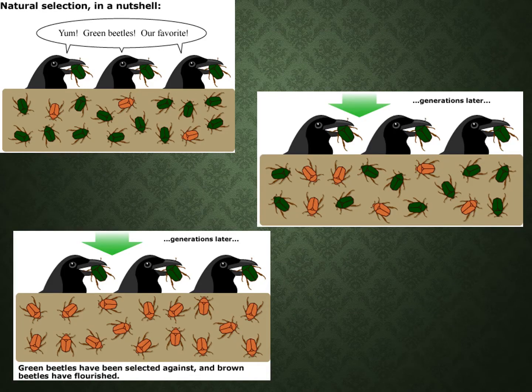Okay, so here is a little animation showing natural selection. So we have some crows eating beetles. You can see that maybe they're seeing the green beetles easier, so it's easier for them to eat the green beetles. They're eating more of the green beetles, and then over time, the brown beetles are flourishing and the green beetles are dying off.